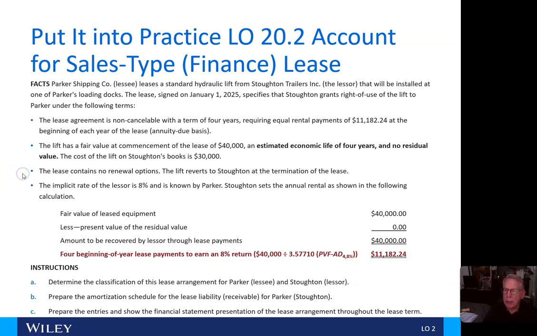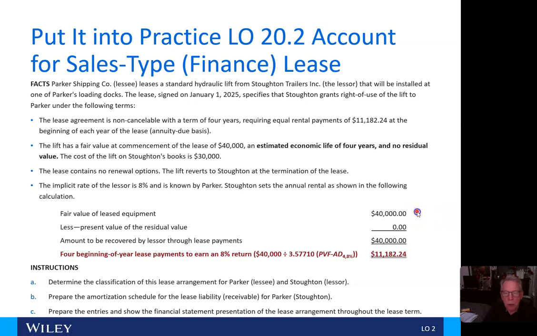Number 3, the lease contains no renewal options. The lift reverts to Stroughton at the termination of the lease. And number 4, the implicit rate of the lessor is 8% and is known by Parker. Stroughton sets the annual rental as shown in the following calculation.